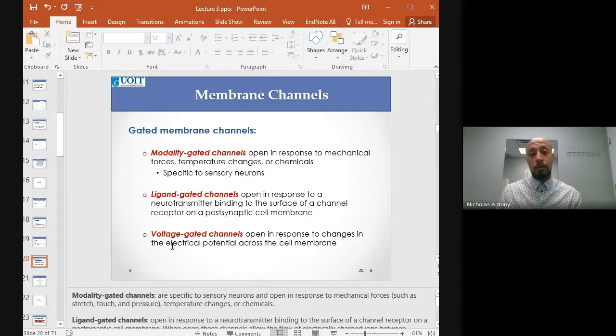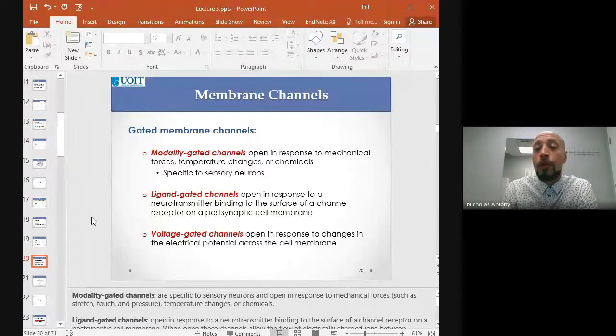Voltage-gated channels are the next one that we're going to discuss, and voltage-gated channels are in the axons of all neurons. It's the voltage-gated channels that are responsible for the action potential. Modality, sensory, ligand, motor, correct. Yep. Shane is saying, just to break down, modality means sensory; ligand channels, motor and interneuron; voltage-gated channel, all of them. Is everyone okay with that? Perfect.